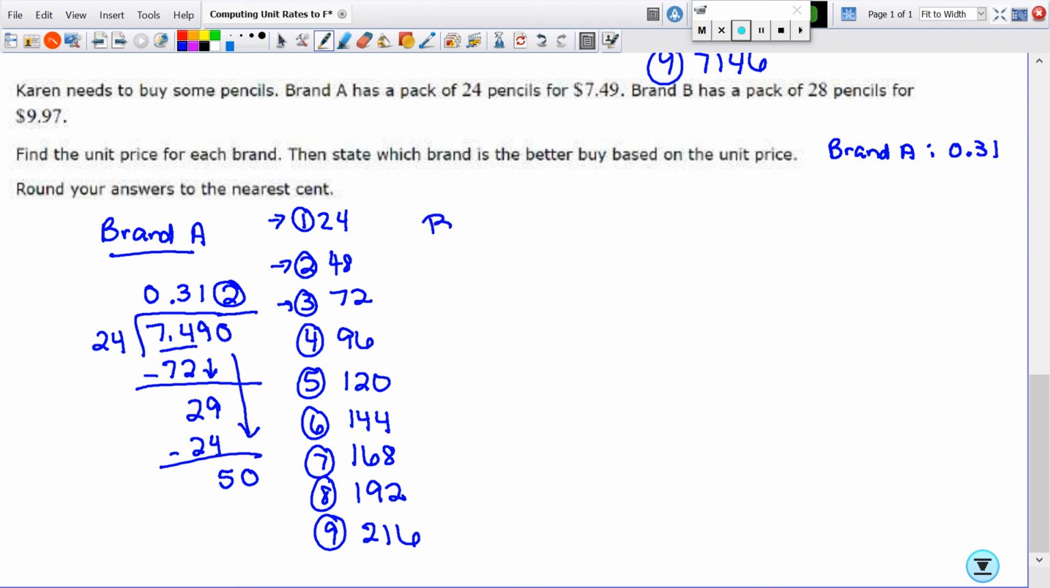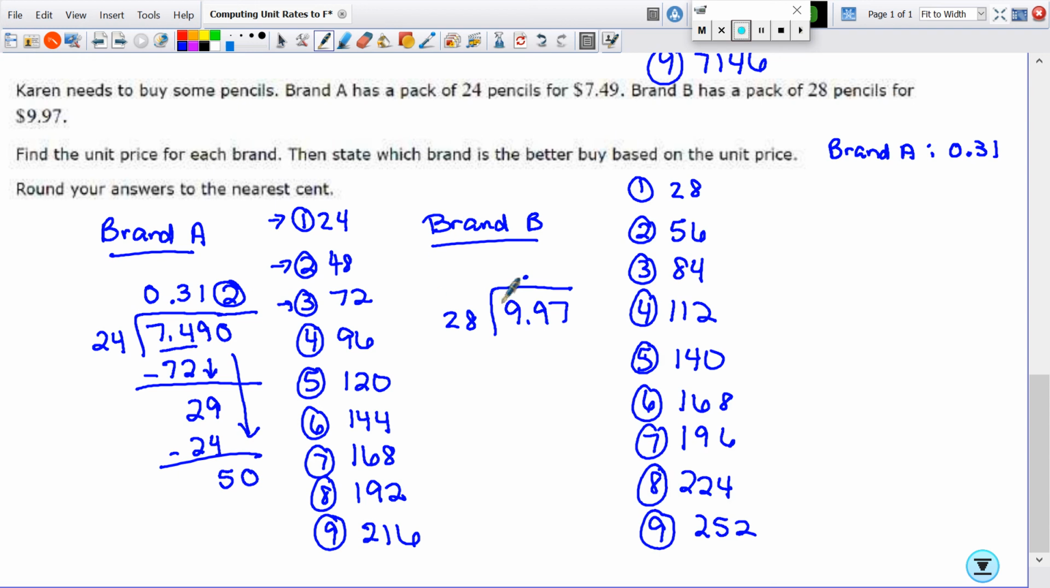Brand B it's $9.97, and you have 28 pencils. So I'm going to start my list with the number I'm dividing by, 28. You can't do the 9, so you got to put a 0. So the next number is 99. 112 is too big, so we're going to go with 3 and 84.